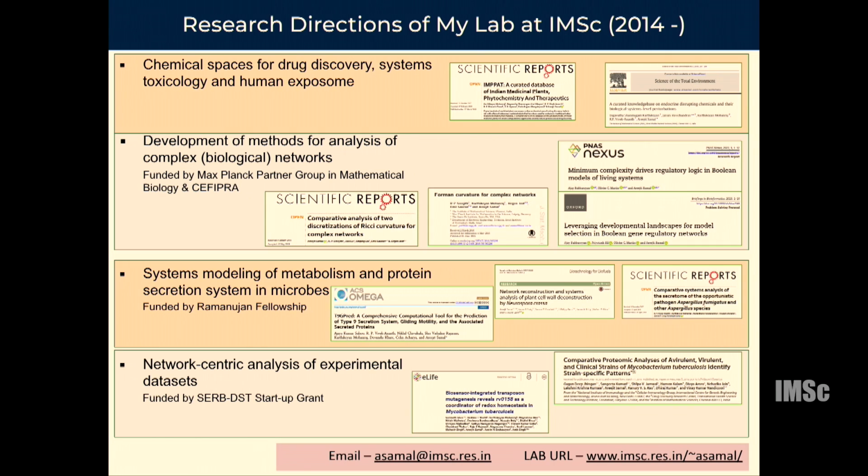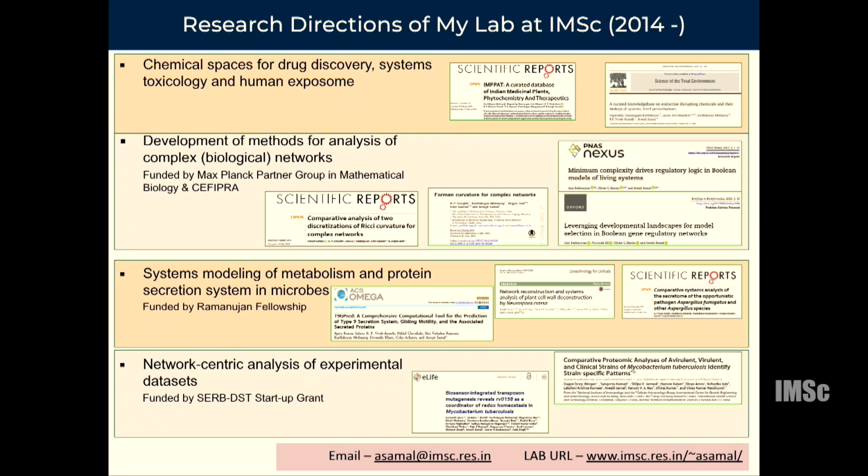areas currently. The major area we spend time on is what I call chemical spaces for drug discovery systems, toxicology, and human exposome. And there we are interested in particularly two types of chemical spaces. One, natural product spaces, in particular phytochemicals and secondary metabolites of fungi, which are important from the perspective of finding new drug lead molecules. And a second area we work on is characterizing environmental chemicals which could be harmful to human and ecosystem upon exposure. So that's broadly 60% of my research time.